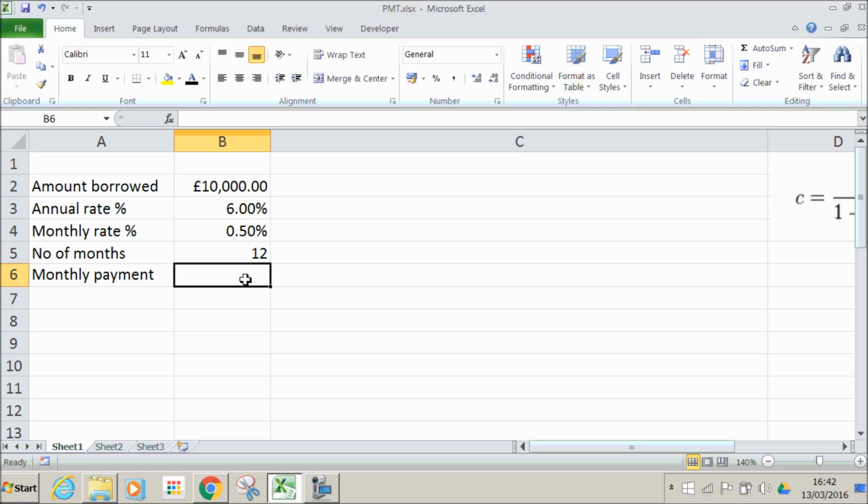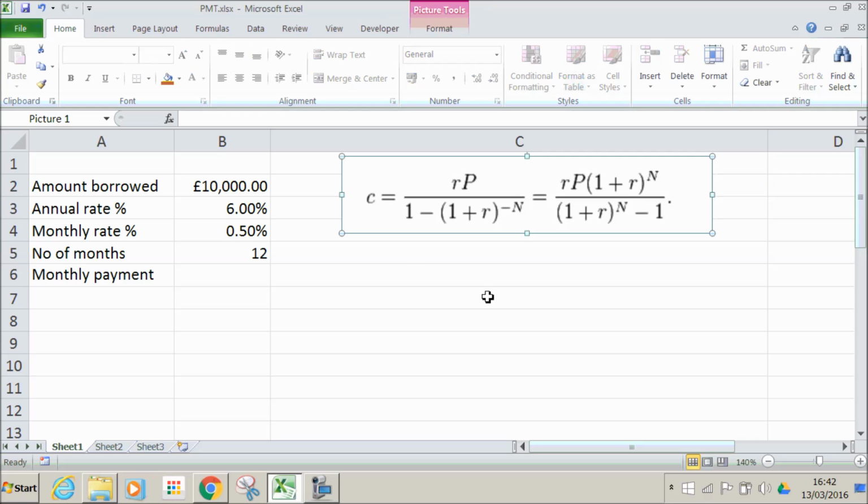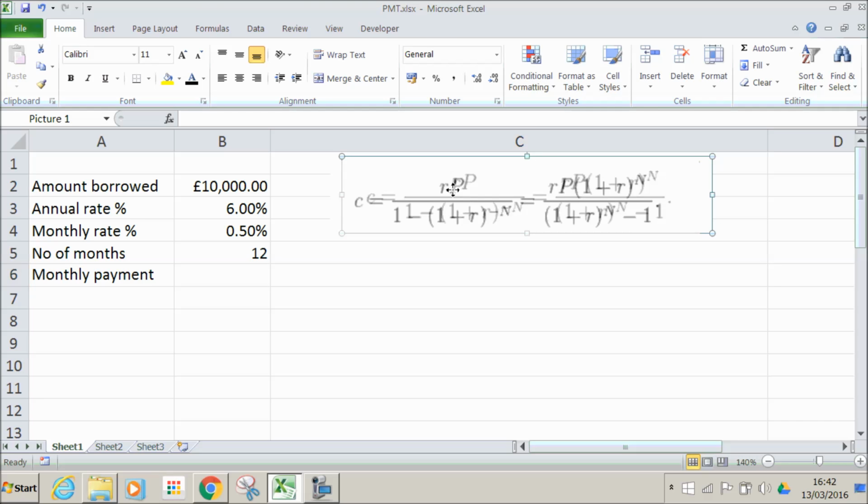We need to calculate the monthly payment. The problem is that every time we pay back a part of the loan, the amount of interest changes because we've paid back part of the capital. But we want the monthly payment to remain the same. Now in mathematics, a formula has been created to deal with this, and here's the formula.